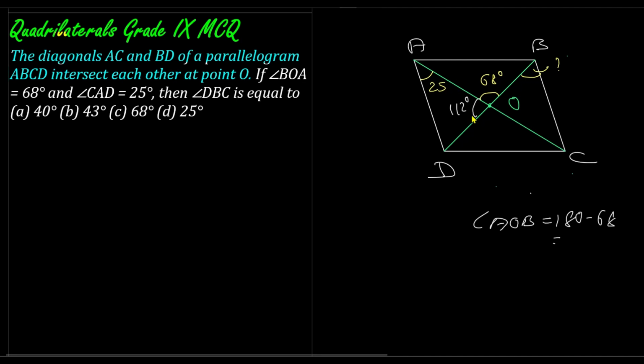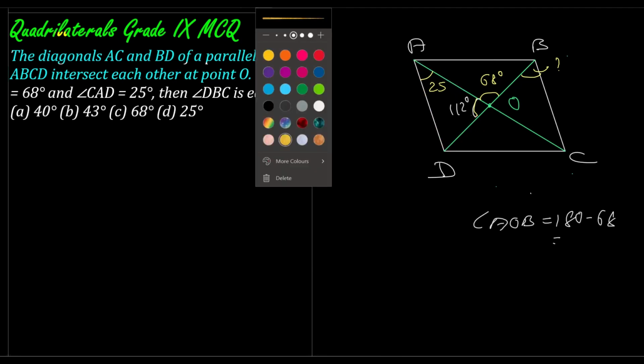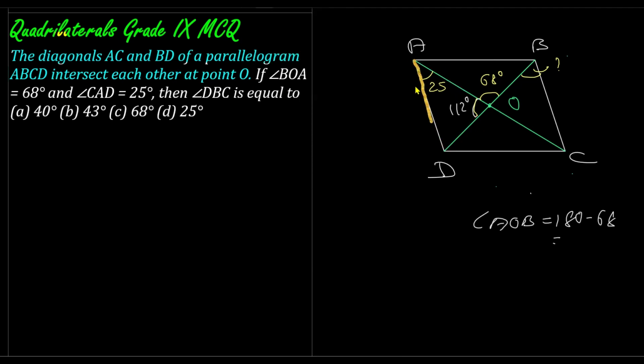Now, if you know this angle, then we can apply the angle sum property in this triangle. In this triangle, we know the value of two angles, so we'll get the value of the third angle. 112 plus 25, whatever it comes, subtracted from 180 degrees should give you the value of this angle. It should come as 43.